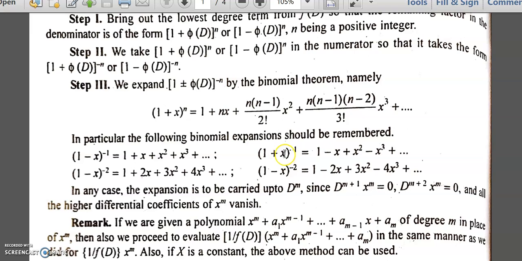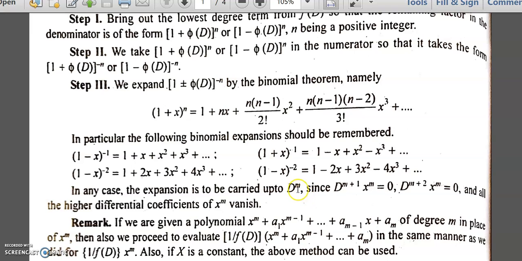So 1 plus x whole to the power minus 1 equals 1 minus x plus x square minus x cube plus and so on. And 1 plus x whole to the power minus 2 is 1 minus 2x plus 3x square minus 4x cube plus and so on. So you have to remember these.